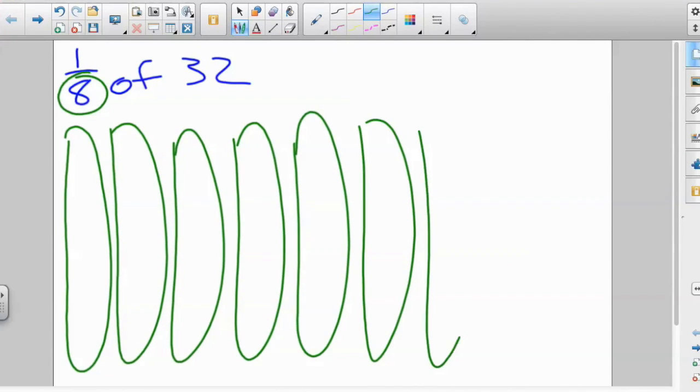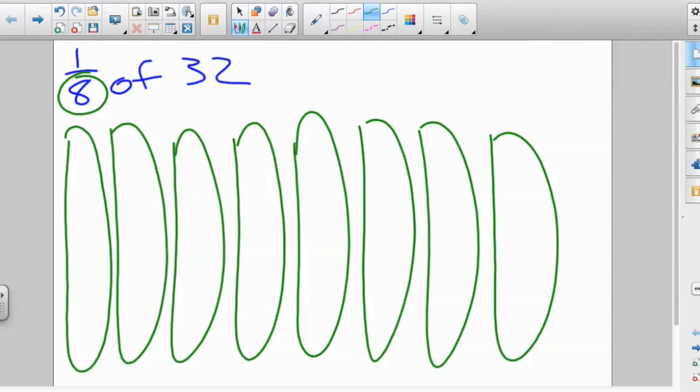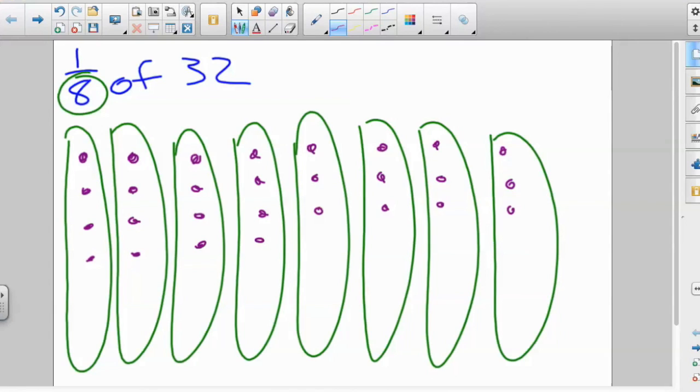And our first denominator is 8. So we need to divide 32 into 8 equal groups. So the first step is I drew 8 equal groups, and now I'm going to count to 32, making sure that I make 8 equal groups. Now I know that I have 8 equal groups of 32 dots.